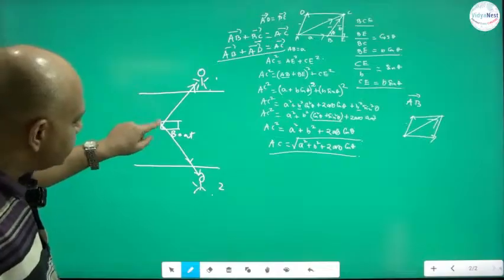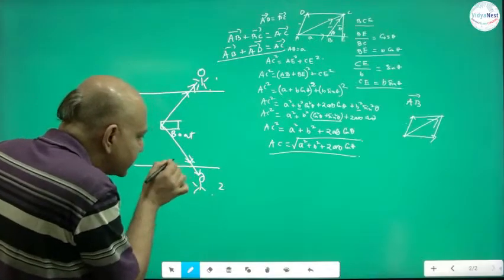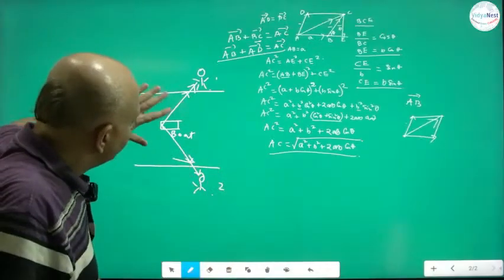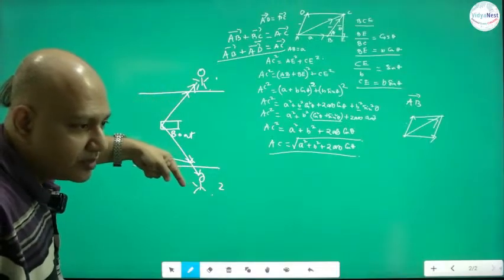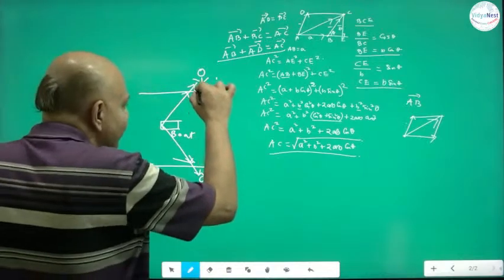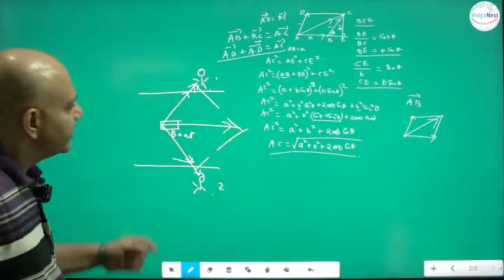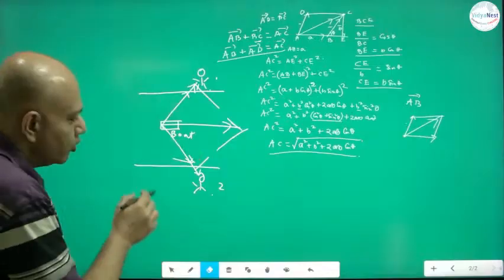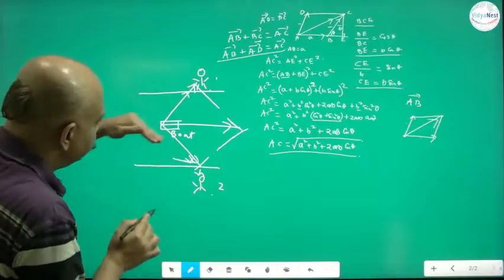So the boat is experiencing simultaneously two forces now. One force in this direction, another force in this direction, isn't it? Now, will the boat move in this direction, or will it move in this direction? No, the boat is not going to move in this direction or in this direction. Ultimately, we can see that the boat is going to move in this direction. If I develop a parallelogram with these two sides, I'm creating it.